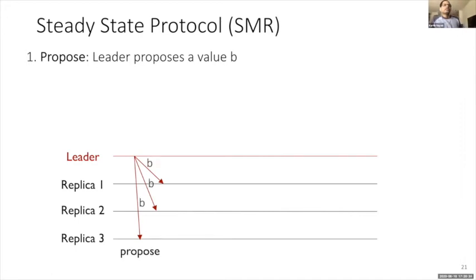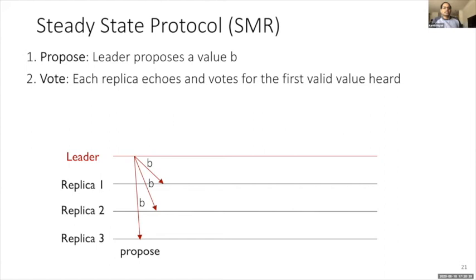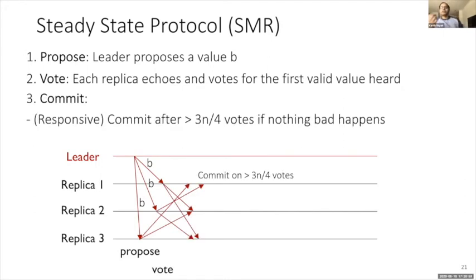Each of these replicas will simply, as soon as they receive a value, echo this proposal and vote for it. They'll just vote for the first valid value that they hear. By the way, in this entire protocol, we assume that all of these messages are digitally signed. And if some replica hears more than 3/4 votes for a value, they commit to that value if nothing bad happens. If a sufficient number of people are voting for this value, then I can commit to it. So what is something bad that can happen?